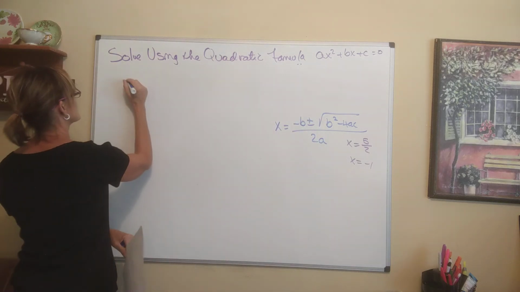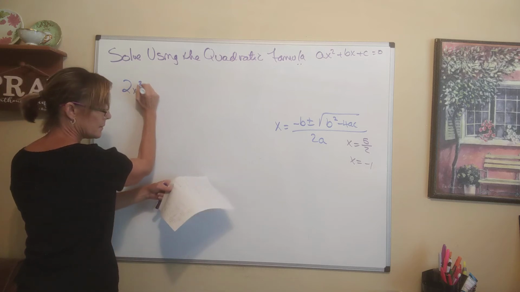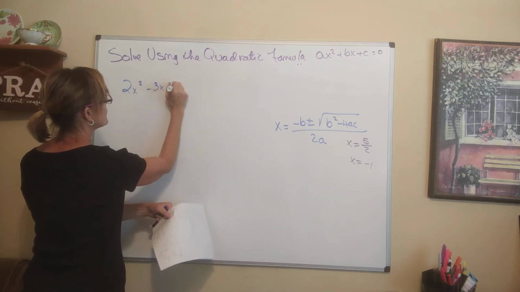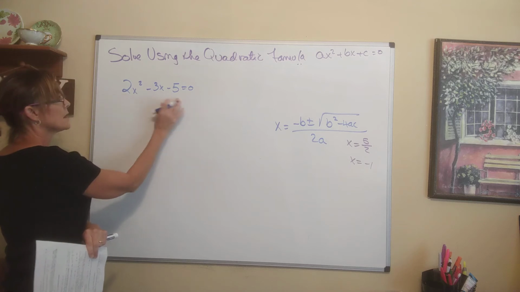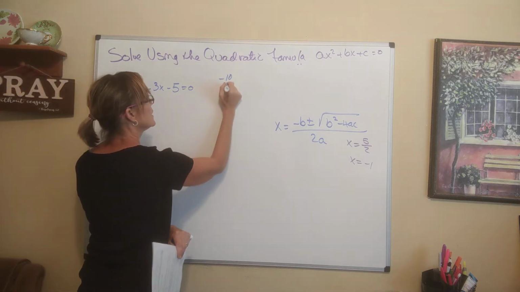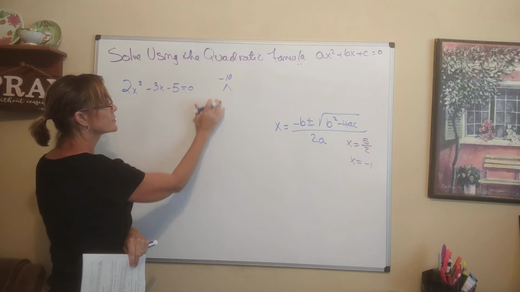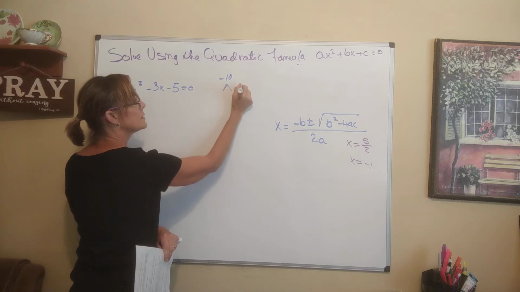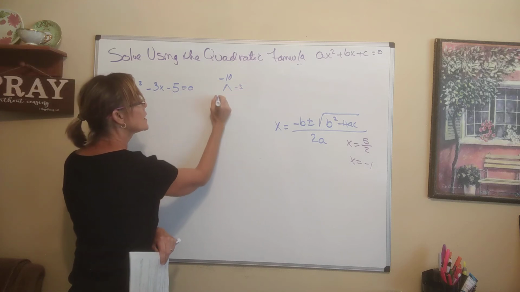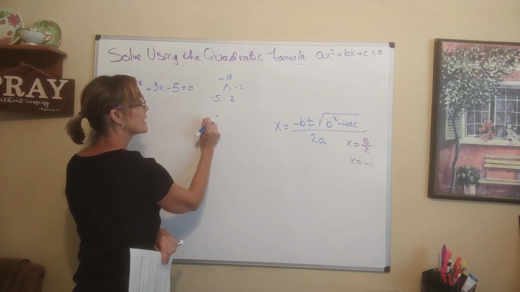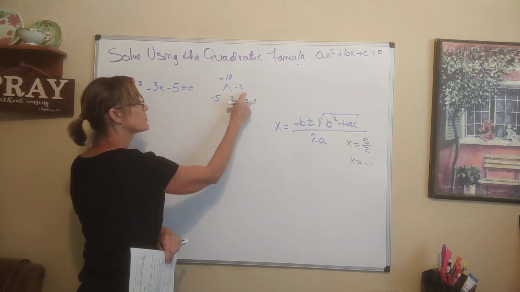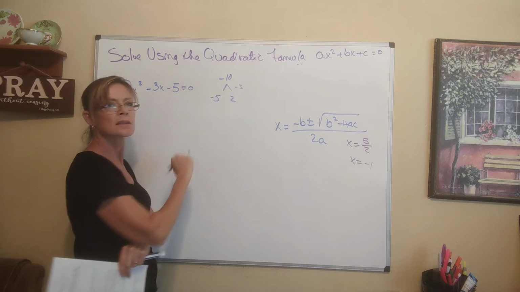This is a good one to factor, 2x squared, because you'll have to be able to do whatever method you're asked to do. I'm going to use the AC method. A times C is negative 10. I want to come up with two factors that multiply to be negative 10 but add to be negative 3. So 5 times 2 is 10, and if I make the 5 negative, this plus this is negative 3, this times this is negative 10. That's going to work.